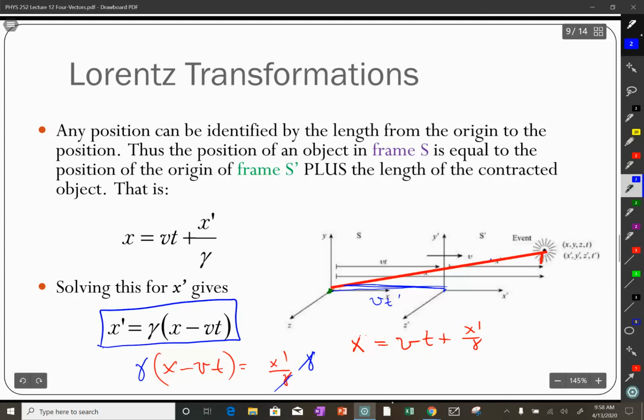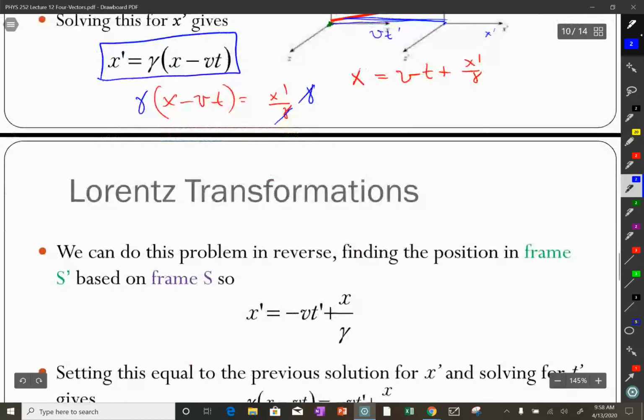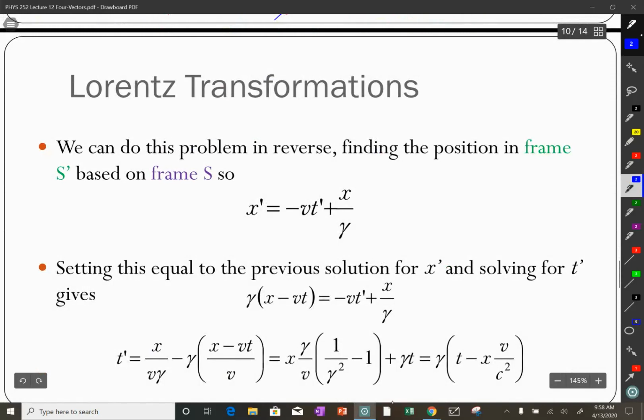And the distance that they measure is x prime. And they have to say, well, what is the x distance? Well, if you go through it, they have x prime is equal to minus vt prime, minus because it's in the opposite direction. And then x was the length measured in the other frame, and they contracted it for their frame.